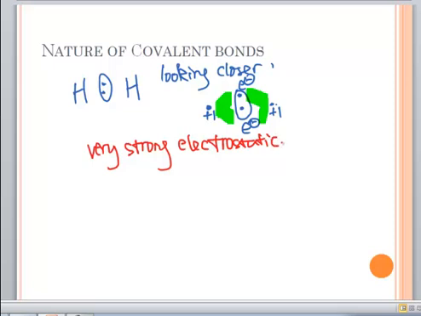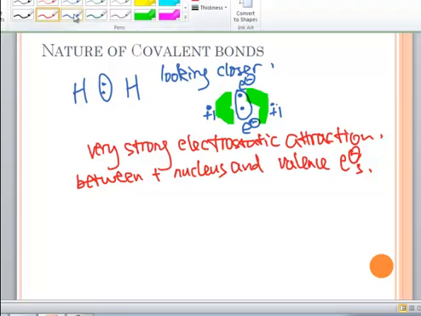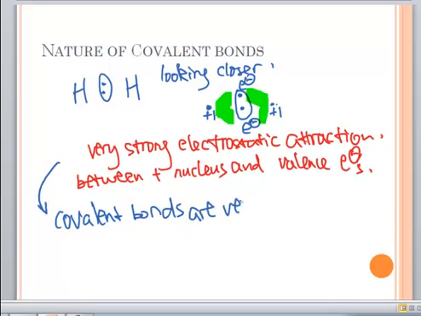It's electrostatic, sometimes referred to as electromagnetic attraction. Here it is between the positively charged nucleus and the valence electrons. Hence, what we call the covalent bond, the covalent bonds are very strong, for the reason that it is still the positive and the negative.